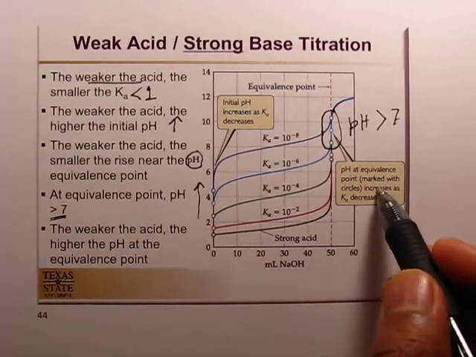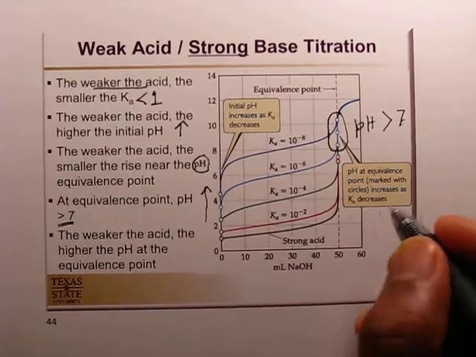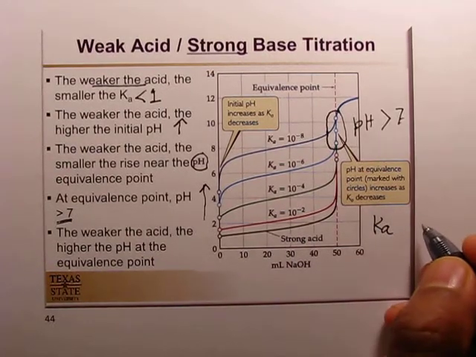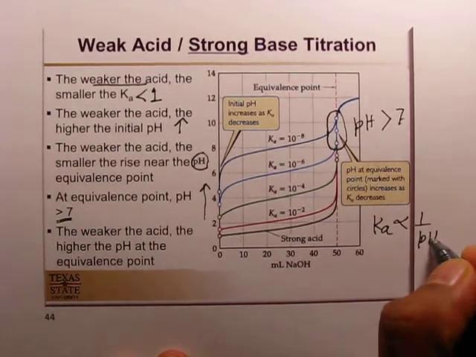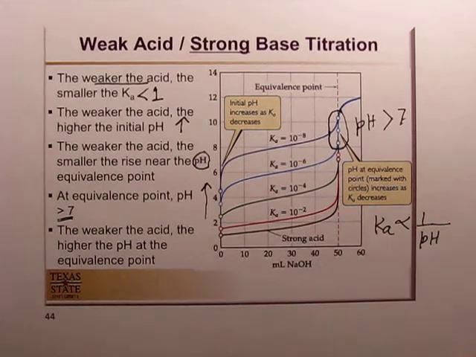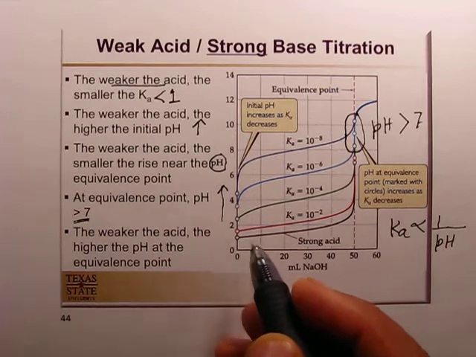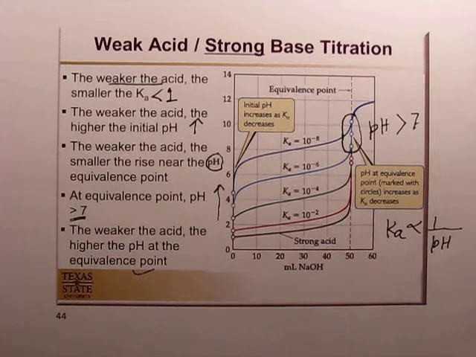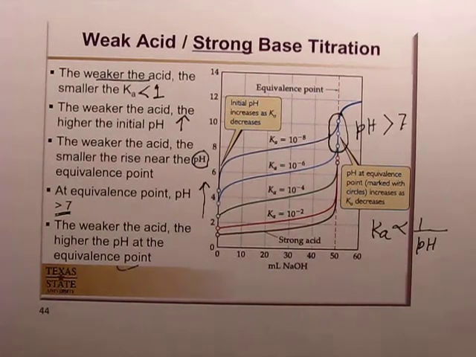The pH at the equivalence point, marked with the circle, increases as Ka decreases. So we can say the relationship between Ka and pH is inversely proportional, right? If pH is higher, Ka is very small. Next, the weaker the acid, the higher the pH at the equivalence point. We have already studied this. These are very important points we have to keep in mind when studying weak acid and strong base titration.